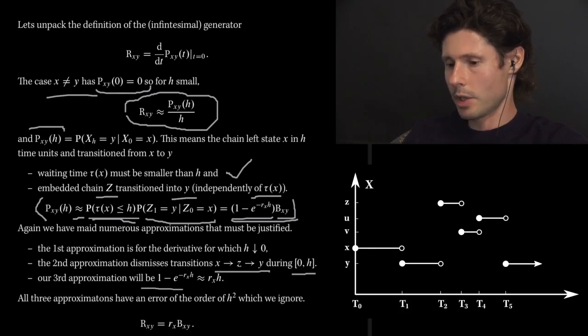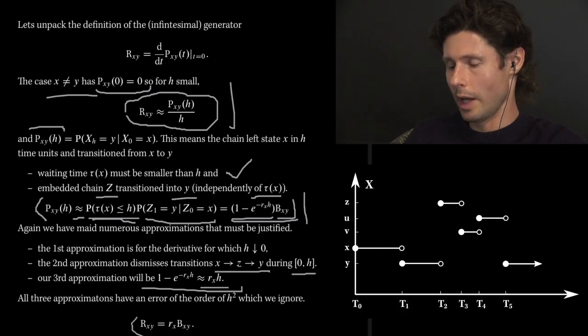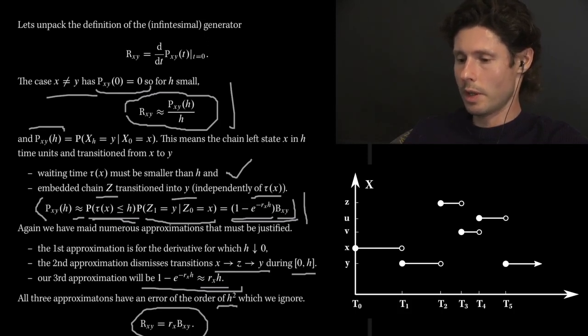The third approximation will again be order h squared. It's a Taylor expansion of the exponential here, and that's going to be just Rx times h. And now you can plug everything in. The numerator of the original formula for the generator is going to be Rxh. We divide it by h, and we get Rx times bxy. Once again, if you had kept the order h squared terms there at the end and taken the limit down to 0, you would have arrived at this exact expression.